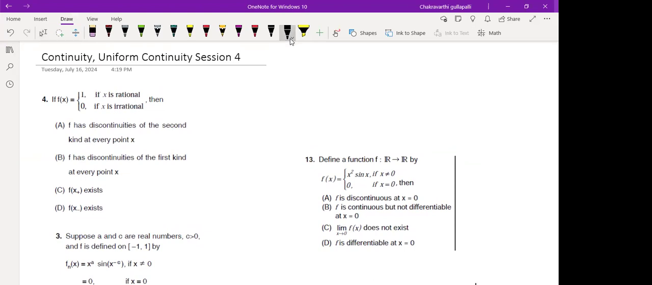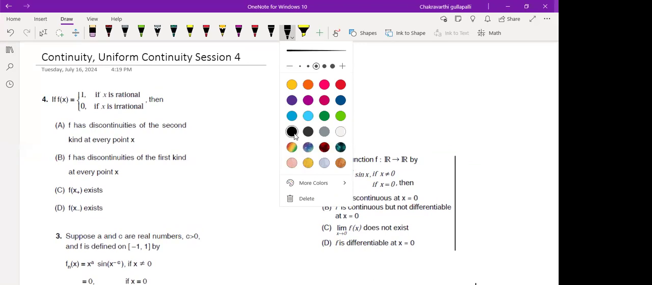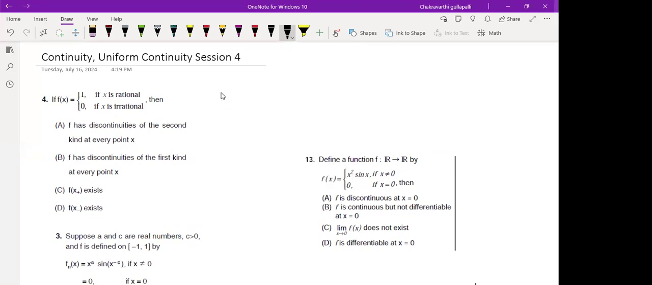x belongs to R. Then what is the right hand limit? We cannot call it right hand limit or left hand limit. Simply we call it case 1 and case 2. Okay, this model we have done. So I will find out case 1. Case 1 means x belonging to Q.